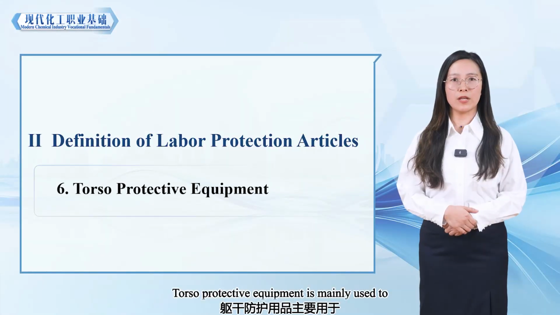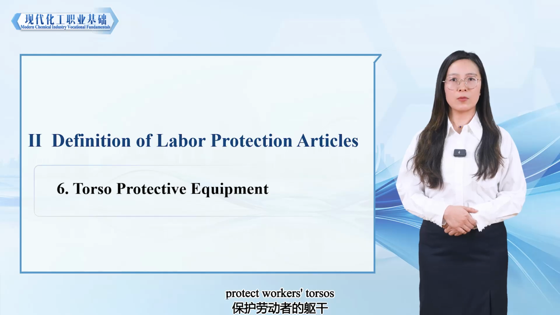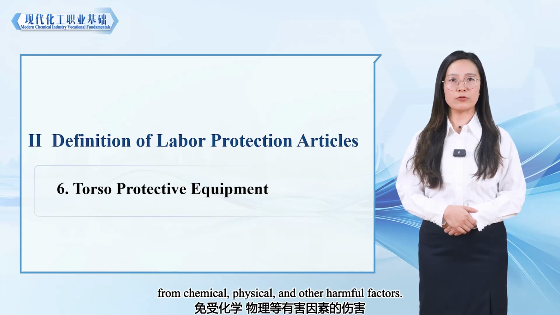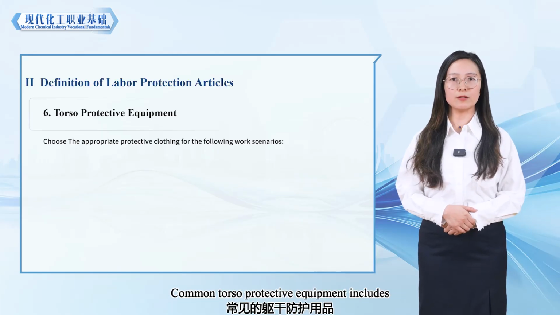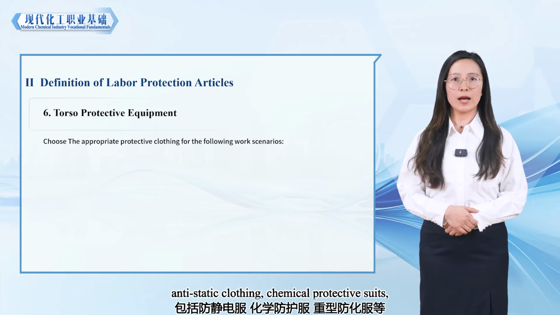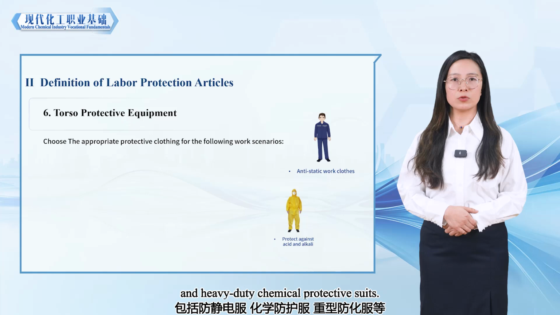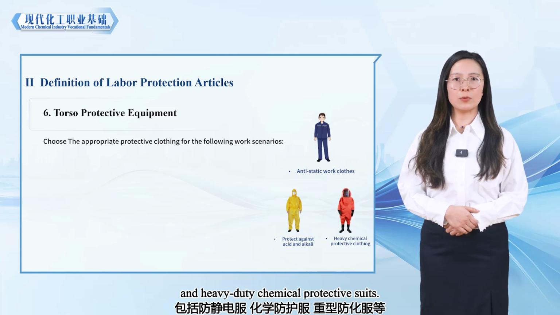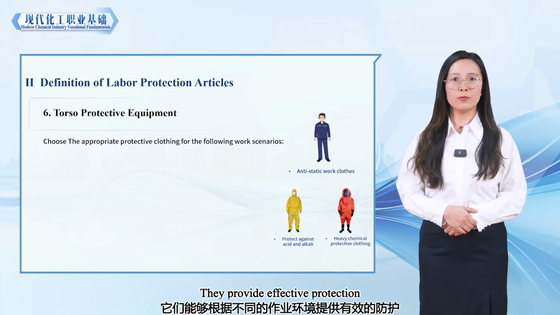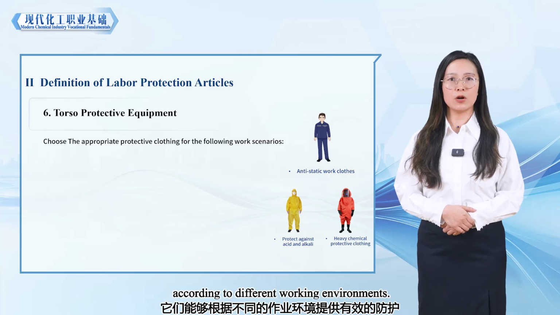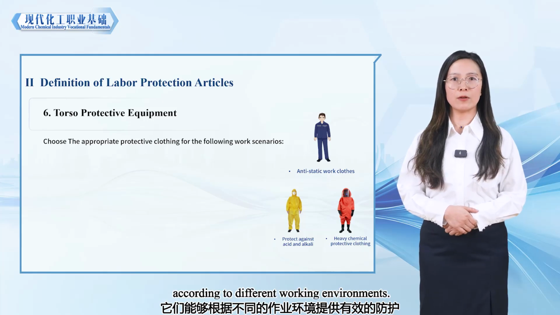Torso protective equipment is mainly used to protect workers' torsos from chemical, physical, and other harmful factors. Common torso protective equipment includes anti-static clothing, chemical protective suits, and heavy-duty chemical protective suits. They provide effective protection according to different working environments.